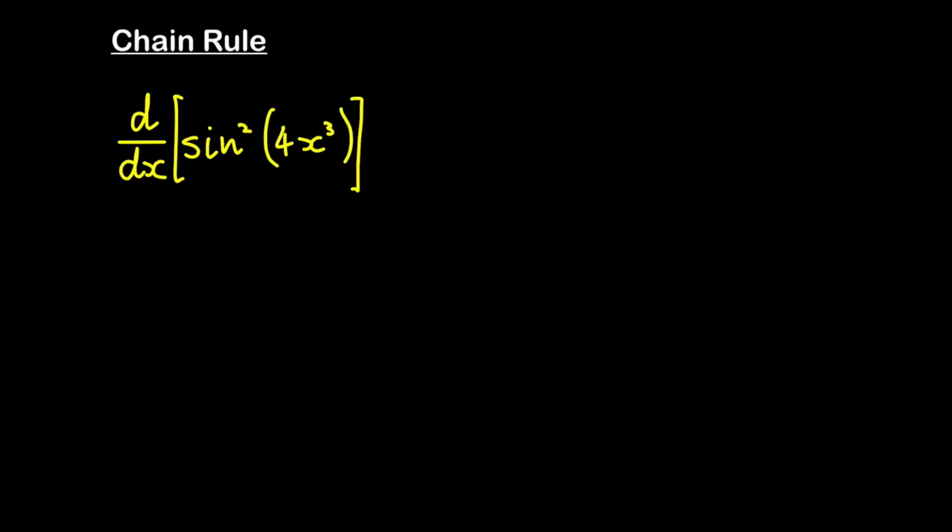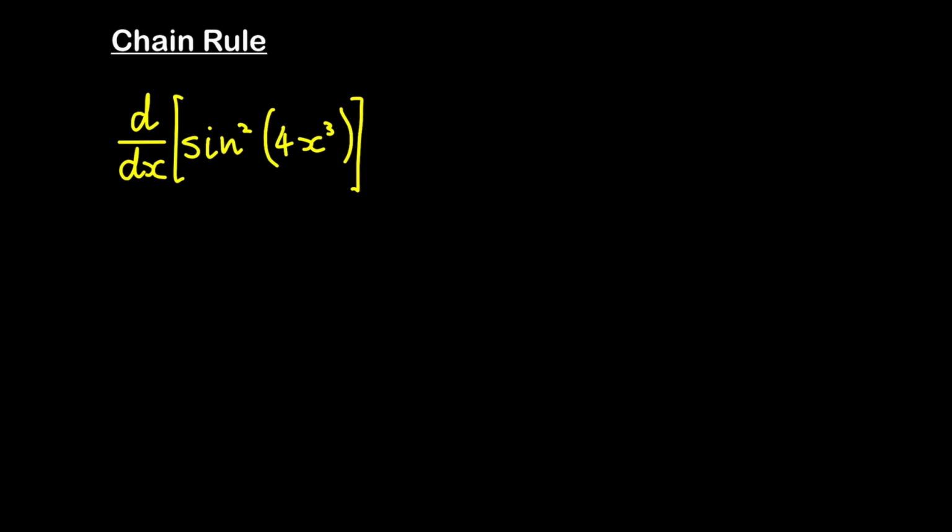Here is our example for the chain rule. So we have the derivative of sine squared of 4x cubed. Okay, so after this example, I'm going to do an example that incorporates all the three rules in one big derivative, so make sure you stick around for that.